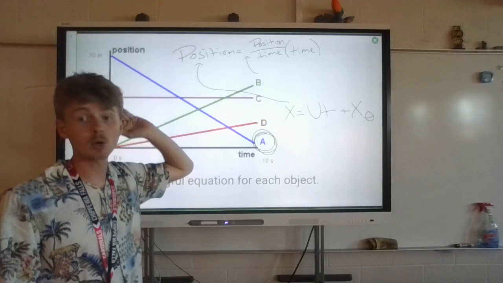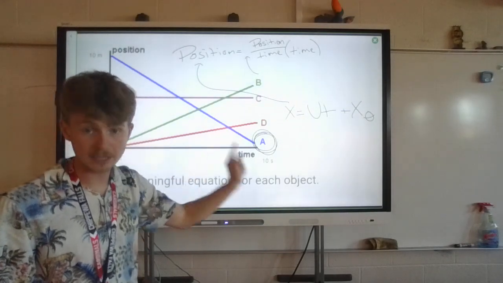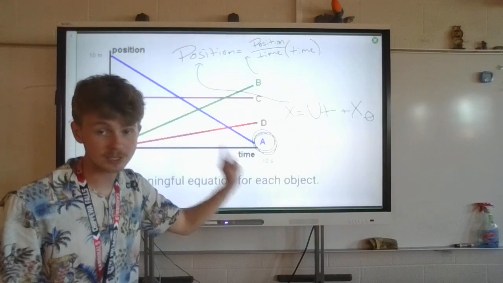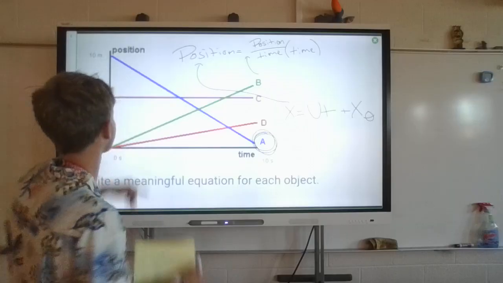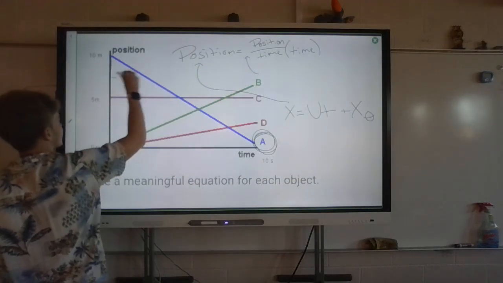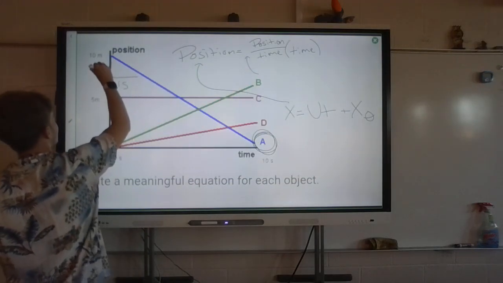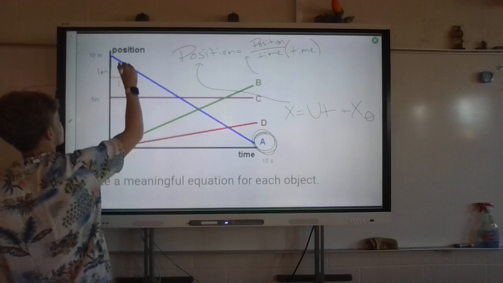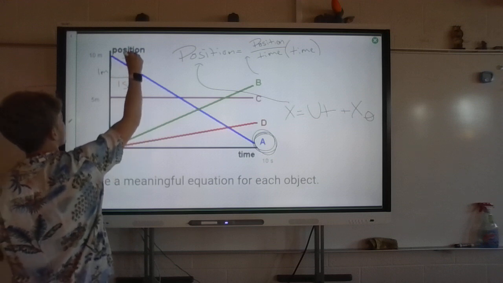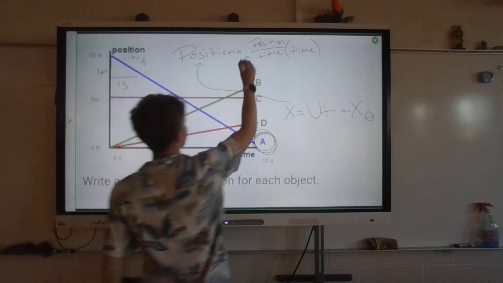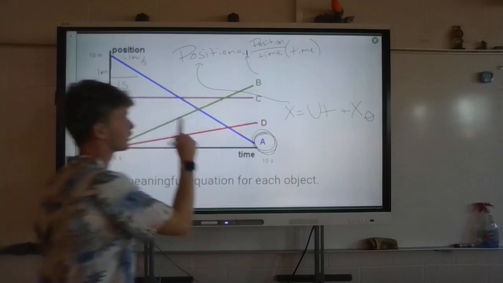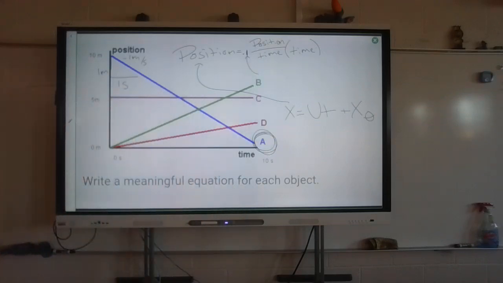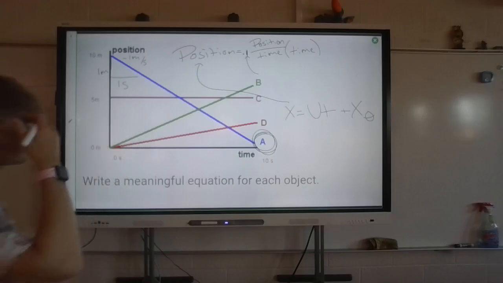So if I'm going from 10 all the way down, okay, in 10 seconds, I lose 10 meters. That means every time a second passes, 1 second passes, I lose 1 meter. So that means my slope is negative 1 meter per second. So I'm going to put a negative 1 here. Negative 1 position per time, or meters per second.